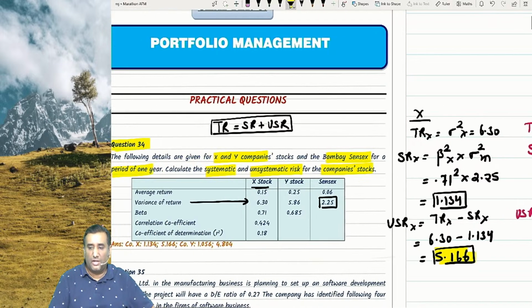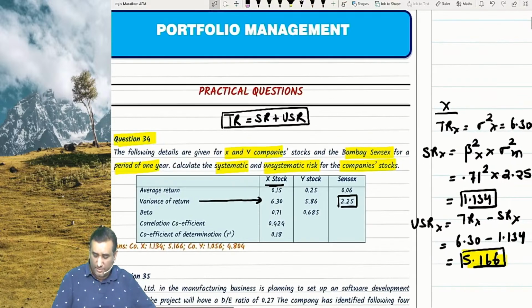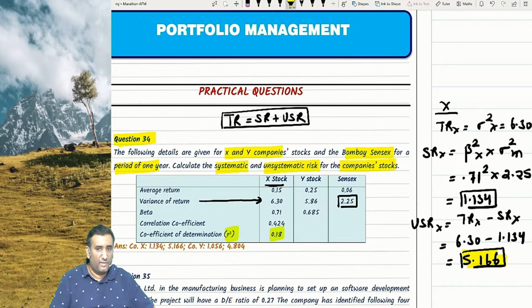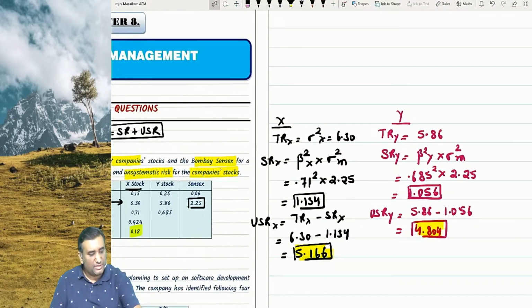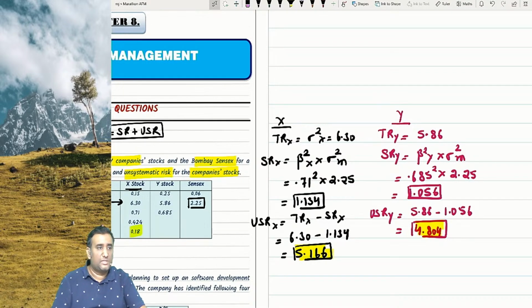So there is something given: R square, the coefficient of determination. You can use this also to find my answer. Basically, the stronger the R, stronger is which type of risk, you know? Stronger is the relationship between stock and market. Stronger would be what?